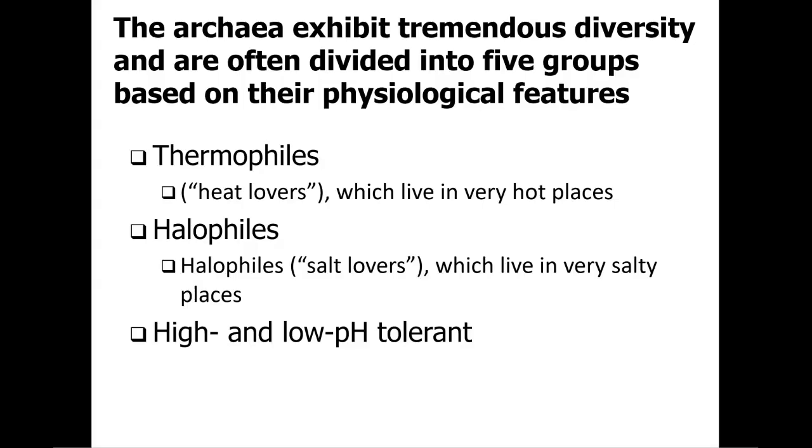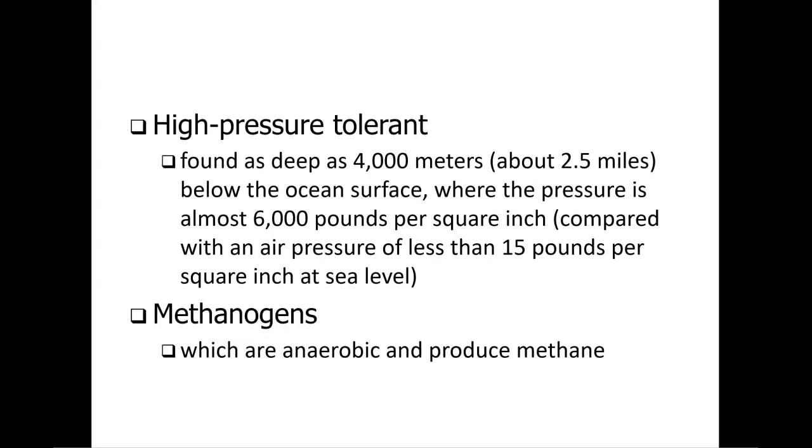Next, we have high and low pH tolerant archaea, and so they like areas that are super acidic or super basic. We have the high pressure tolerant archaea. These are found at depths of about 4,000 meters or 2.5 miles below the ocean surface. That's where the pressure is almost 6,000 pounds per square inch, compared with the air pressure of less than 15 pounds per square inch at sea level. And then we have our methanogens. These are anaerobic archaea, and they produce methane.